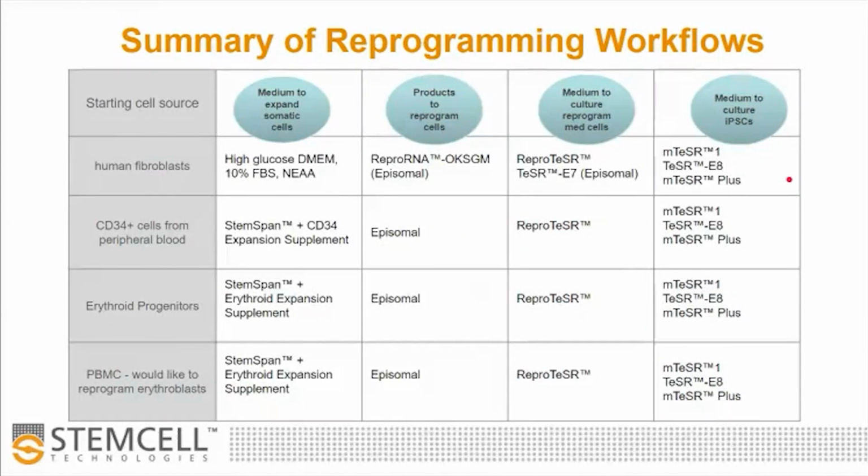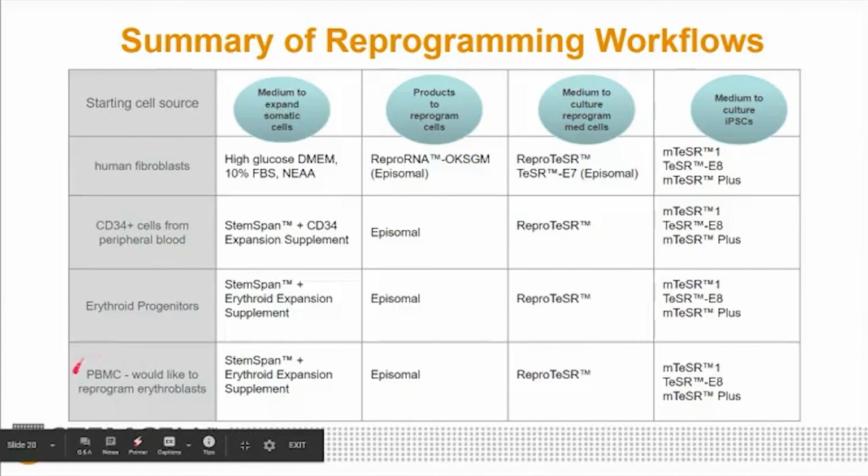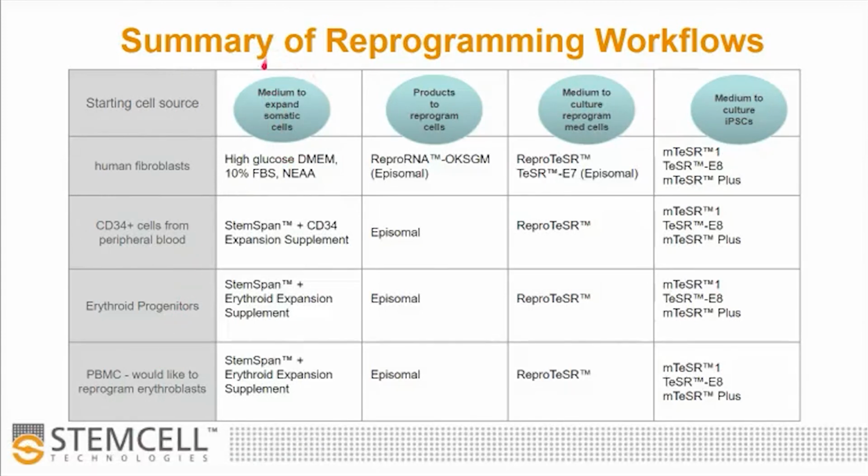So when you think of the workflows that we have for reprogramming, we can support reprogramming of human fibroblasts, CD34 cells, erythroid progenitors. People can also reprogram PBMCs, although it's a little more heterogeneous. There's a little bit more heterogeneity here because you have different cell types. And we can offer medium to expand the somatic cells to start off with, products to reprogram the cells, medium to culture reprogrammed cells, and then obviously medium to culture iPSCs.